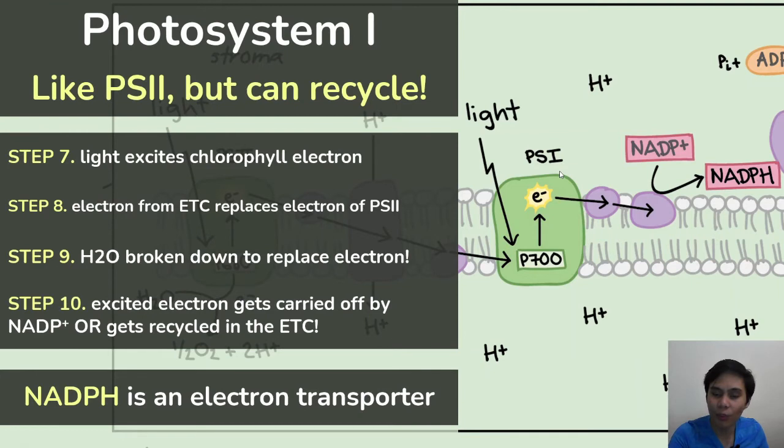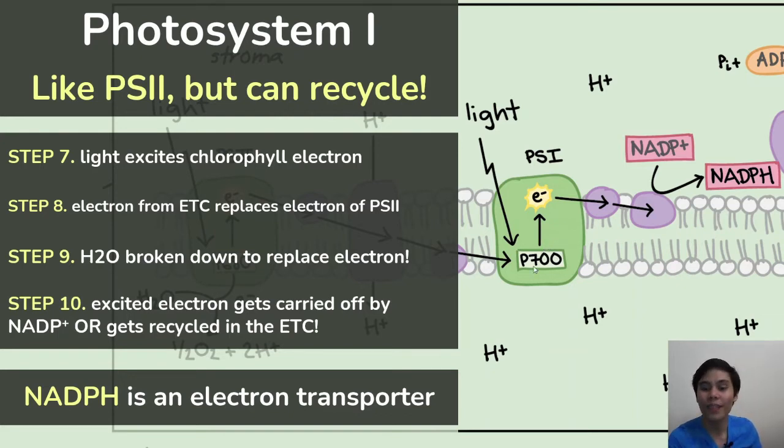So your photosystem 1, why is it labeled 1 while the one that came before is 2? That's because this one was discovered before photosystem 2. It's just by chronological order of discovery, not by their function. But anyway, photosystem 1 is very much like photosystem 2, but it can recycle.